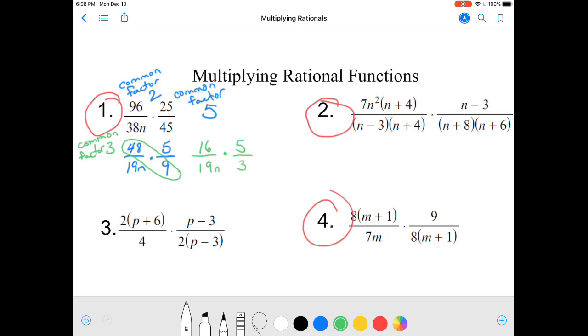Now that we have these fully simplified, we can go ahead and multiply them. So multiplying the numerators straight across, we get 16 times 5, which is 80, and 19n times 3, which is 57n.